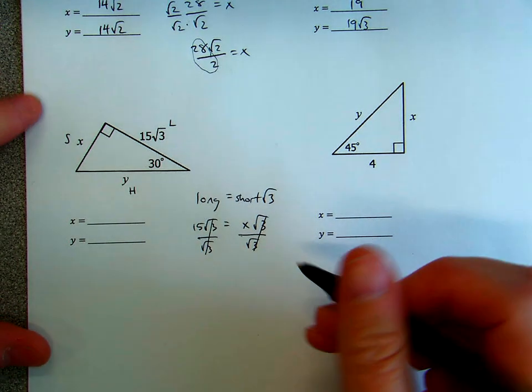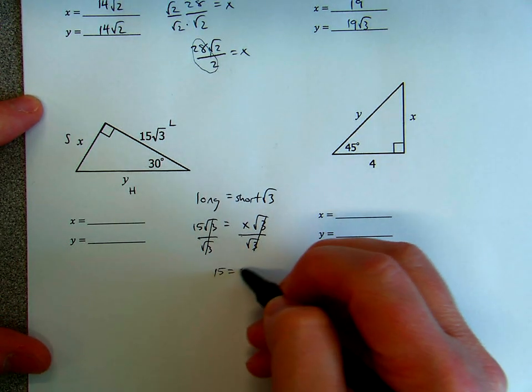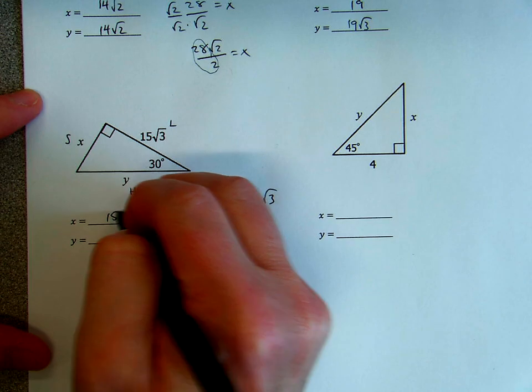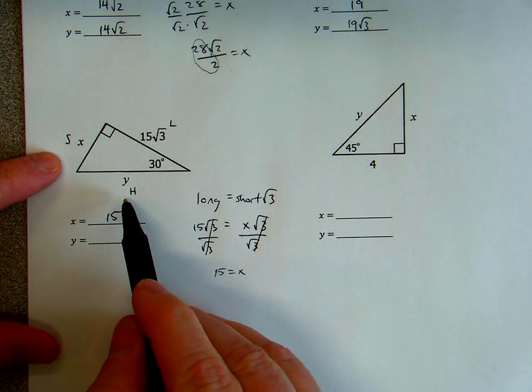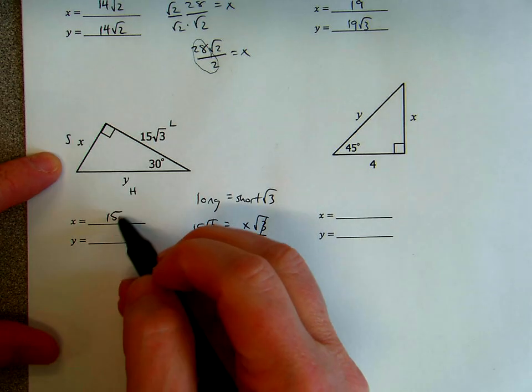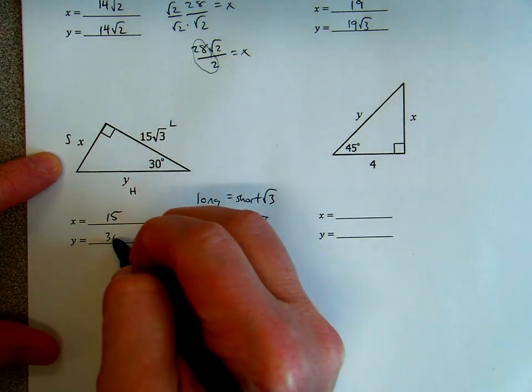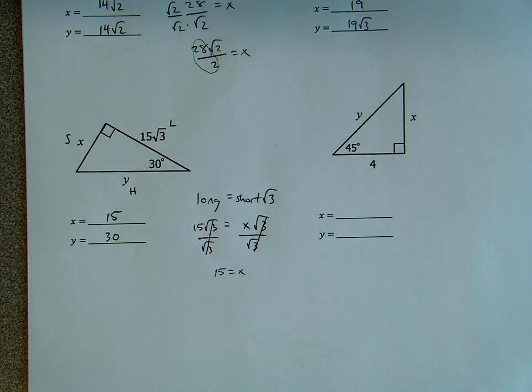We don't have to rationalize. So 15 is x, right? Now the hypotenuse is twice the length of the short side. So if we multiply the short side by 2, 15 by 2 is 30.